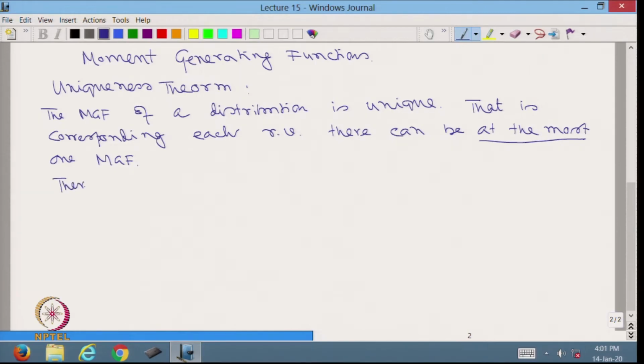Therefore, each moment generating function can be associated with one unique distribution.